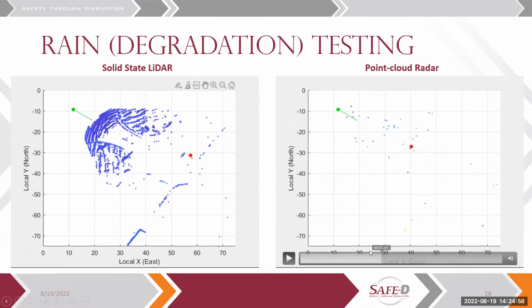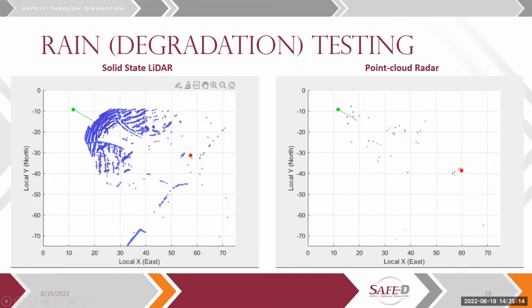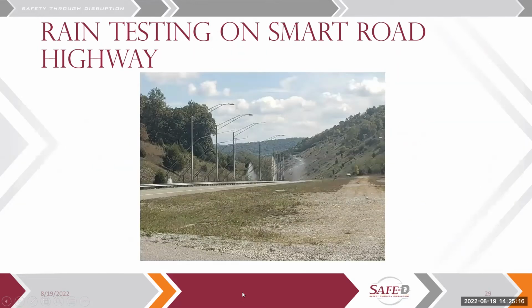Interestingly, once it's out of the rain cloud, it's able to be detected. It has a lot more points to it once it's out of the rain cloud, but once it's in the rain cloud, it's a little bit more shrouded. We also tested on the highway portion at higher speeds.